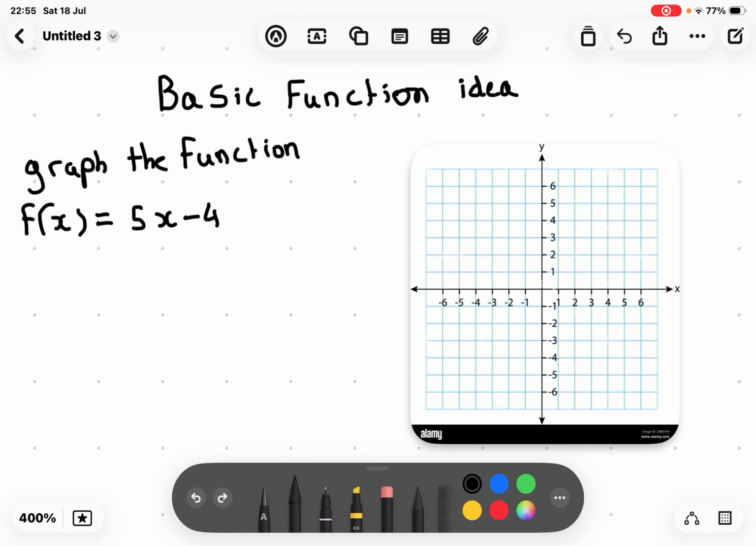Hello everyone, and today we're going to talk about the basic function idea, about the graph, all that type of stuff.